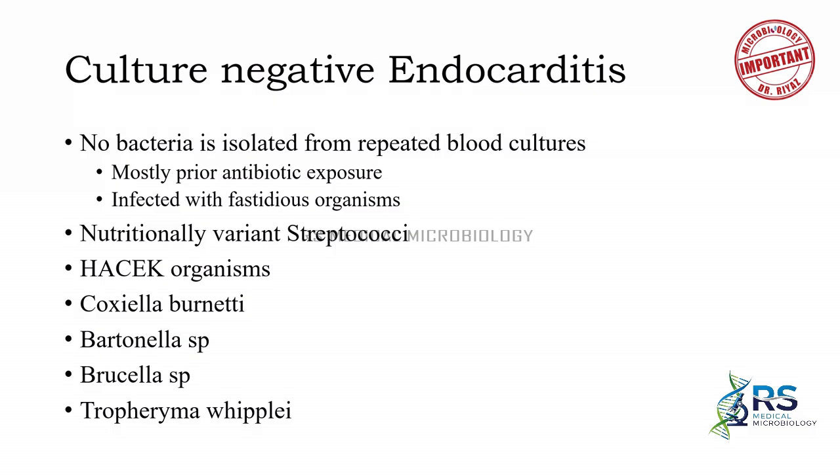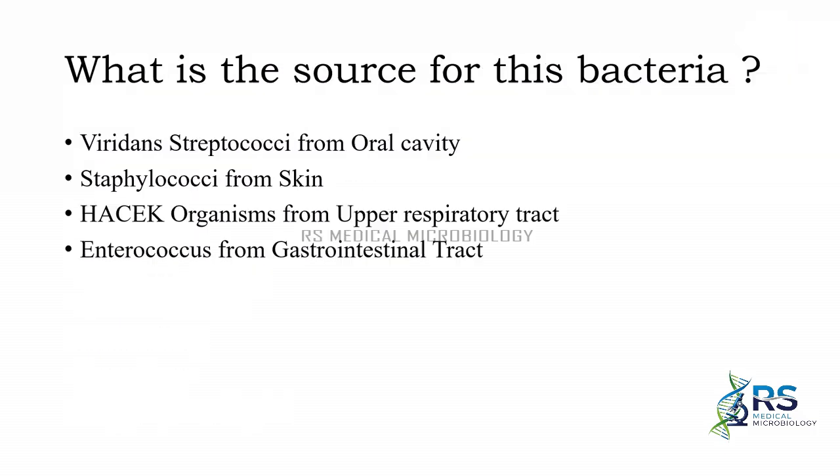There is something called culture negative endocarditis, where we try to take the blood sample and isolate the organism which is responsible, but we are not able to do that. Why? It might be because the patient is already on antibiotics, or the infecting organism is a fastidious one. It can also be nutritionally variant streptococci or HACEK organisms, Coxiella, Bartonella, Brucella. All those things don't grow on routine cultures. So for diagnosis, one thing is you need a high index of suspicion as well.